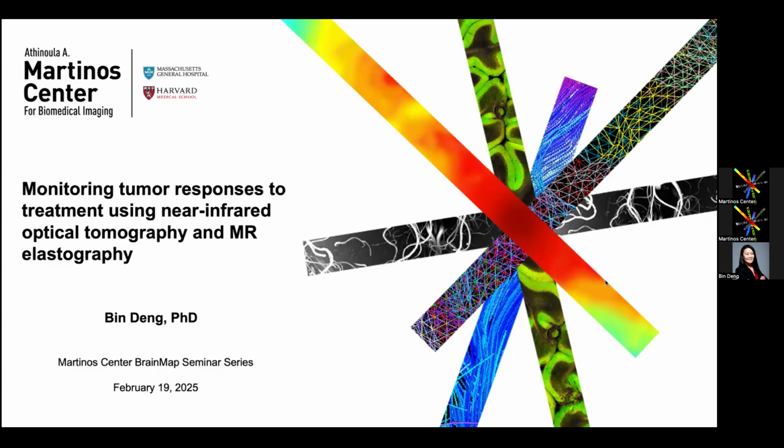So today I'm going to talk about two technologies, namely near-infrared optical tomography and MR elastography, that can offer different image contrasts for cancer management and imaging. And those are technologies I think you are not encountering on a daily basis.